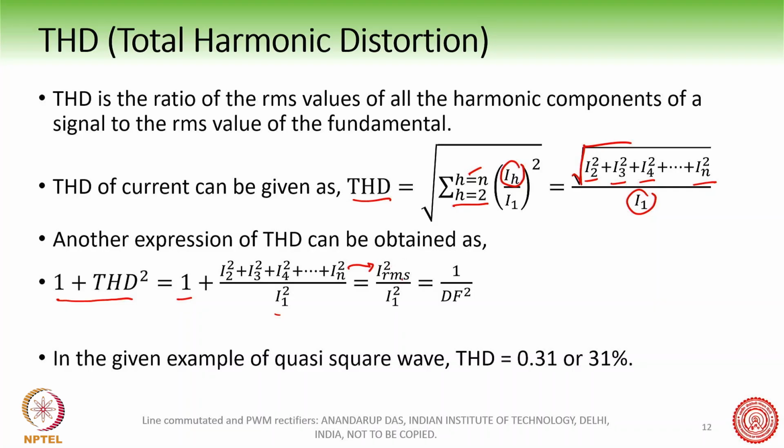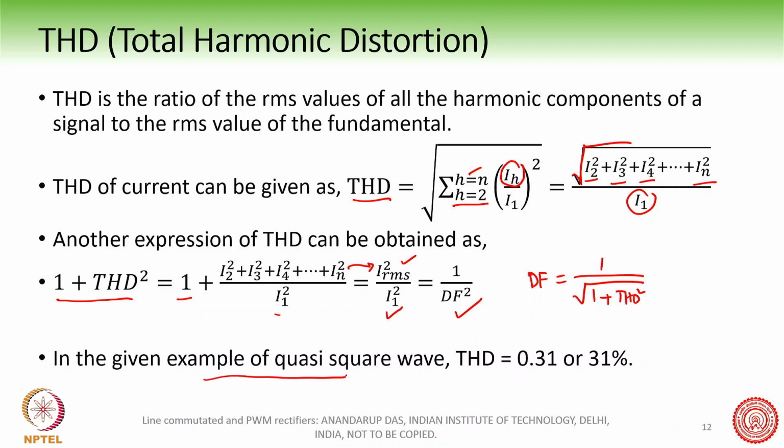So therefore this is I RMS square divided by I1 square, which is nothing but the inverse of the distortion factor squared, right? So this relation exists between the distortion factor and the THD. In fact, distortion factor is equal to 1 by root over of 1 plus THD square, right? So this is how the distortion factor and the total harmonic distortion are related to each other.